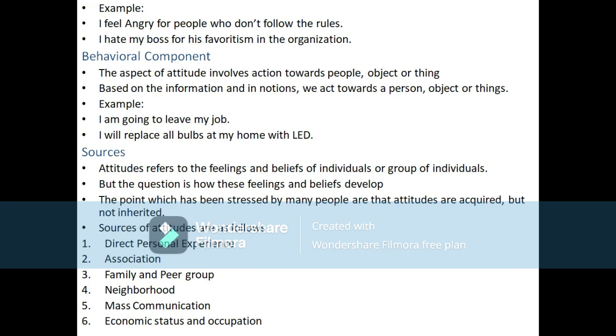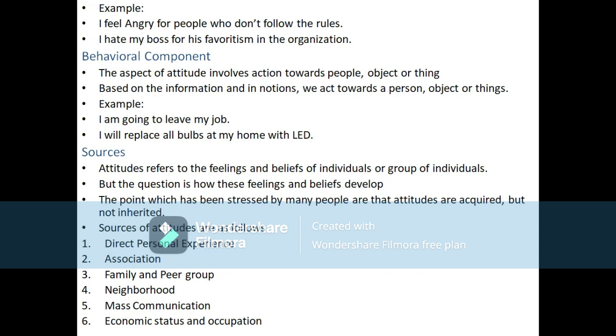Next, that depends on emotions, feelings, beliefs, information, knowledge, etc. Now coming to sources. What are the sources of attitudes? Attitudes refer to feelings and beliefs of individuals or groups of individuals. But the question here is how feelings and beliefs are developed. What is the source to develop them?